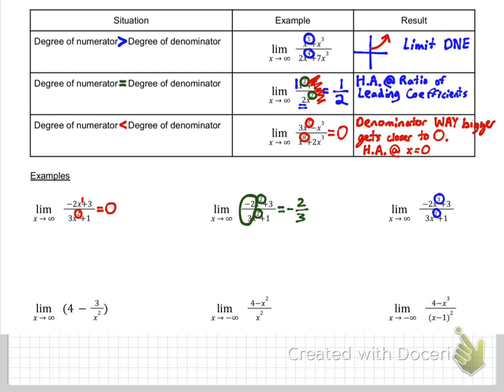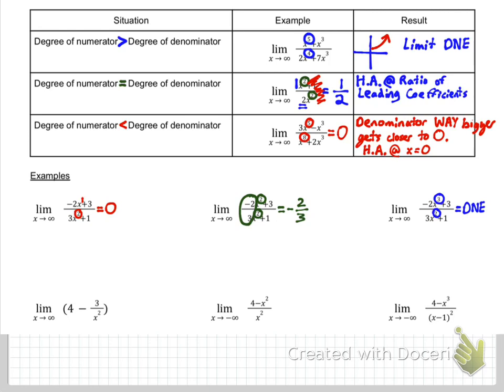For the third one, the 3 is larger than the 2, so the degree of the numerator is larger than the degree of the denominator. That means that the limit does not exist, because that number is going to keep getting more and more negative because of the -2 on top.